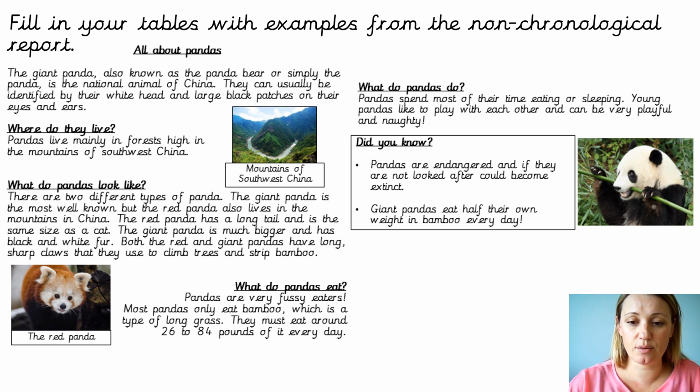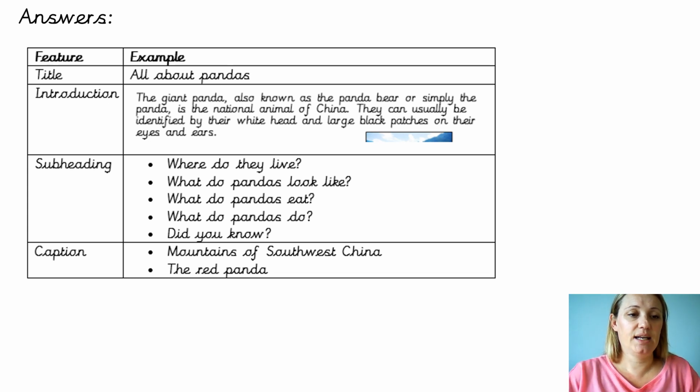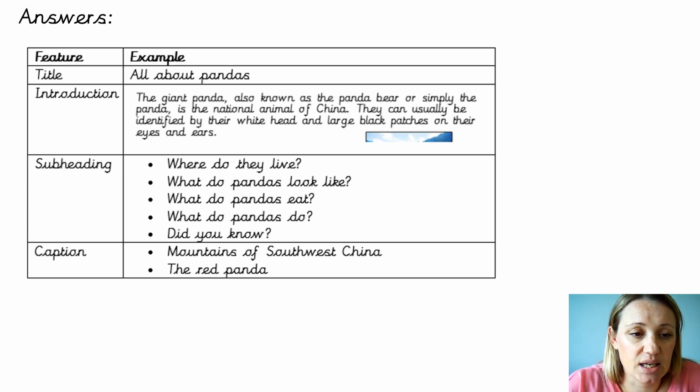Okay, so you should have done that now. Let's have a look at what your table should look like. So your answers are: the title is all about pandas, the introduction is the giant panda, also known as the panda bear or simply the panda, is the national animal of China. They can usually be identified by their white head and large black patches on their eyes and ears. And then in the subheadings we've got: where do they live, what do pandas look like, what do pandas eat, what do pandas do, and did you know? And then the two captions are mountains of southwest China and the red panda.